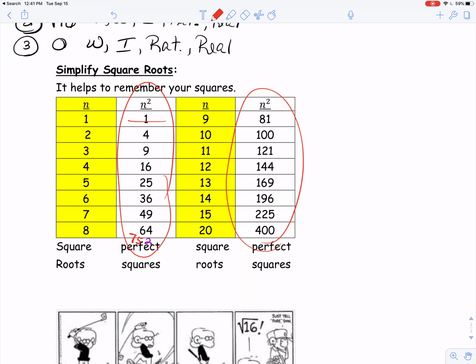So that means it's got to be less than. It's got to be one of these numbers. So you want the biggest number that you can possibly get. 64 does not multiply to give you 75. 49 does not. 36 does not. But ding, ding, ding, 25 times 3 is 75. So we want to use that to simplify the radical.